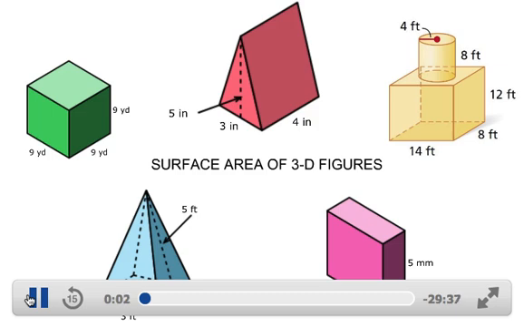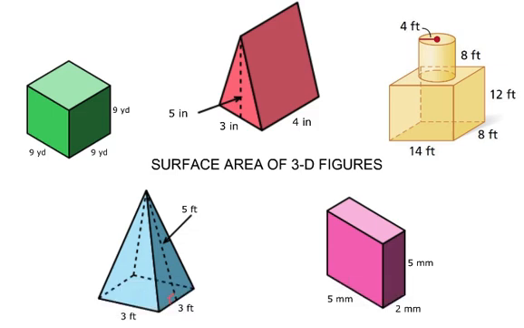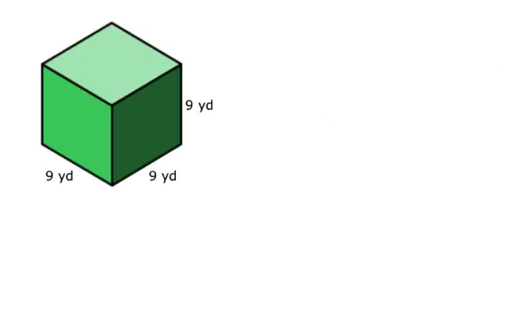Hello guys, this is chapter 6, which is surface area of three-dimensional figures, and I am going to show you how to find the surface area of all of these figures. So let's get started. The first figure is a cube, and it's a cube because each side is the same. So the base of this side over here is a 9, and the base of this side is a 9, and then the height is a 9 over here. So all sides of this three-dimensional figure are equal, which means it's a cube.